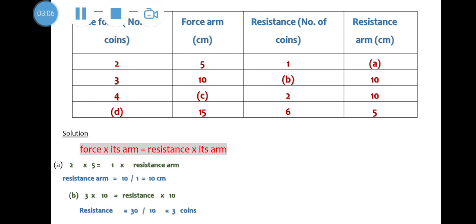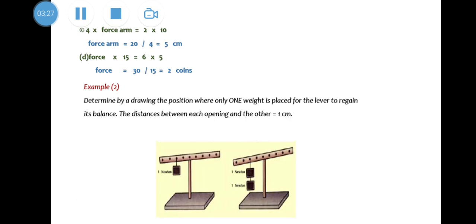By multiplying 2 times 5 divided by 1, which equals 10, and also the resistance equals 3 times 10 divided by 10, which equals 3. What is the unit for the force? It is Newton. And the unit for the force arm or resistance arm is centimeter.